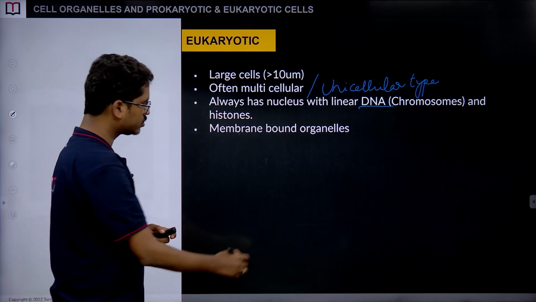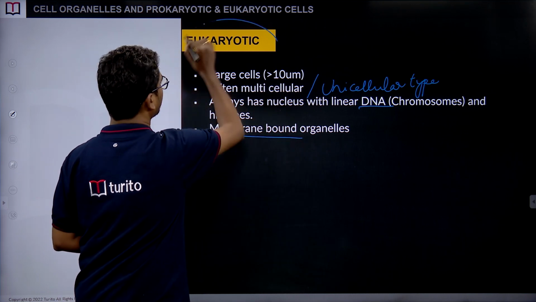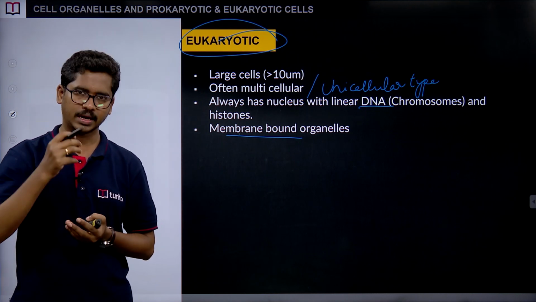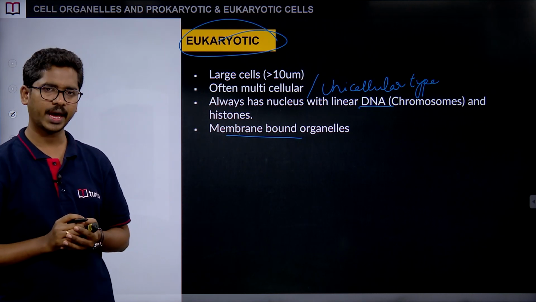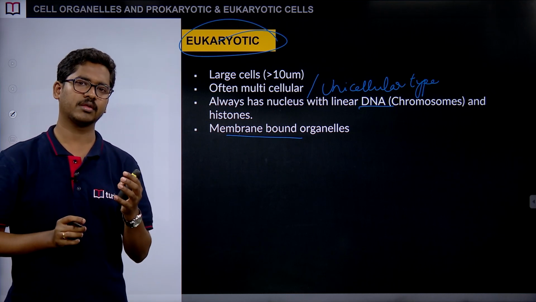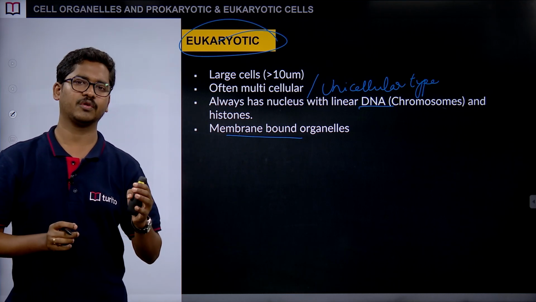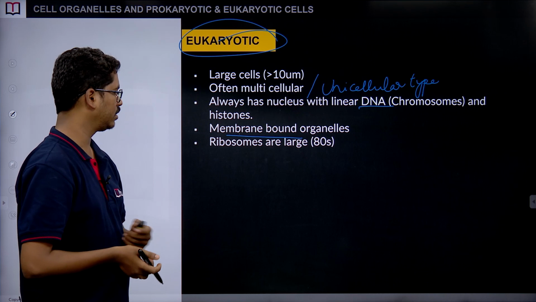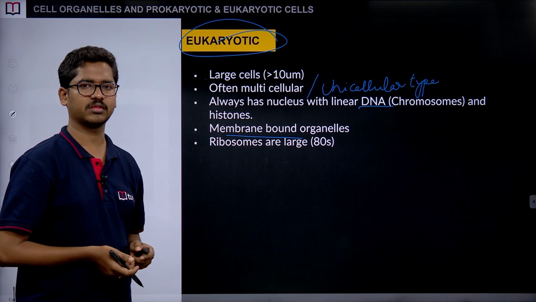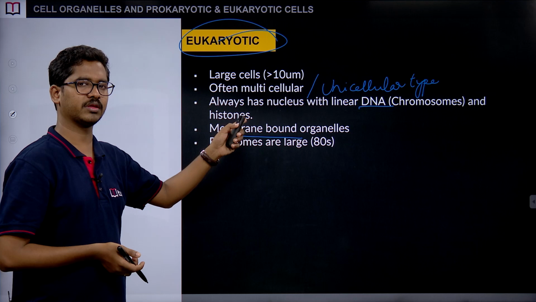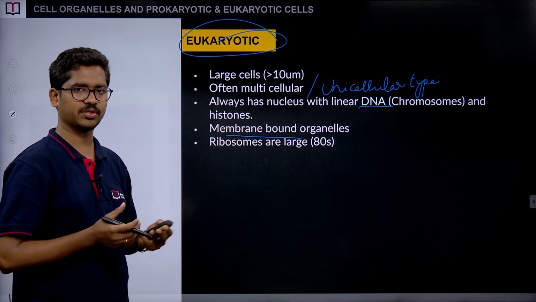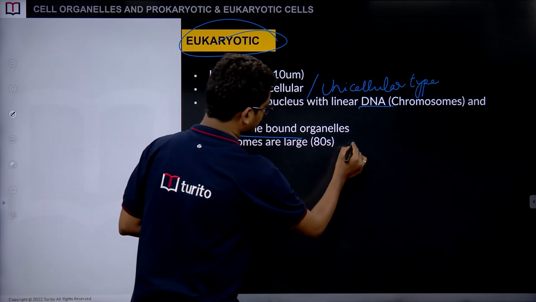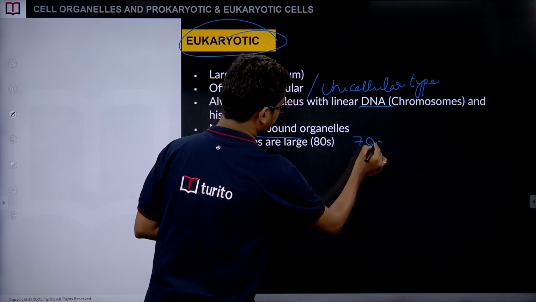Membrane-bound organelles: most of the organelles in a eukaryotic cell are confined by a membrane, and that membrane has more or less the same chemical composition as the plasma membrane. Then, ribosomes are large in size. In eukaryotic cells, ribosome size is quite large, whereas in prokaryotic cells the ribosome size was 70S type.